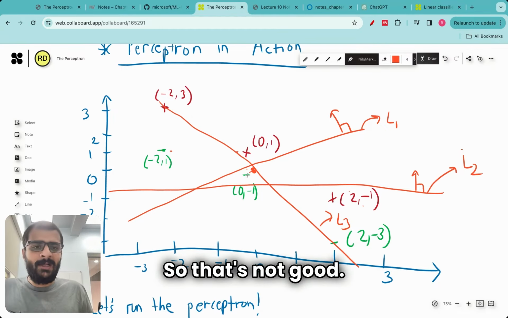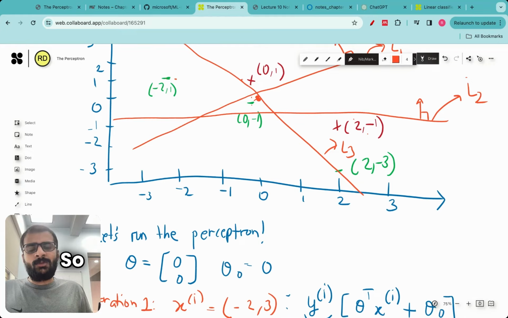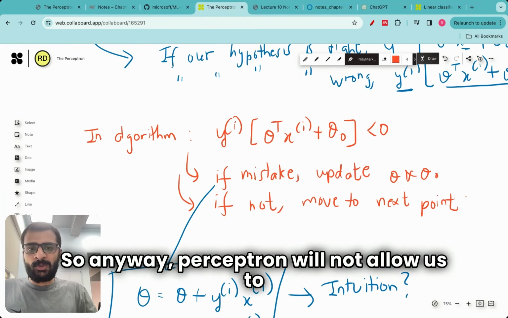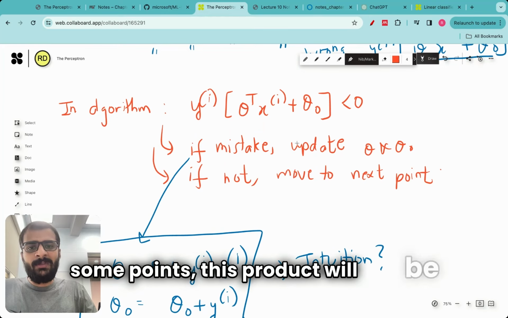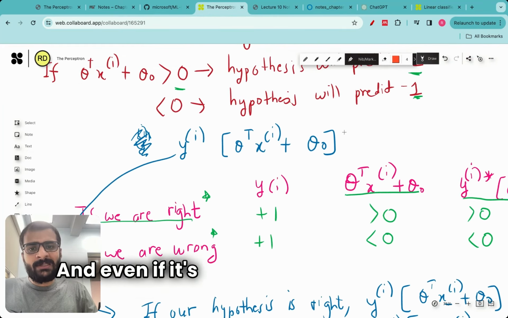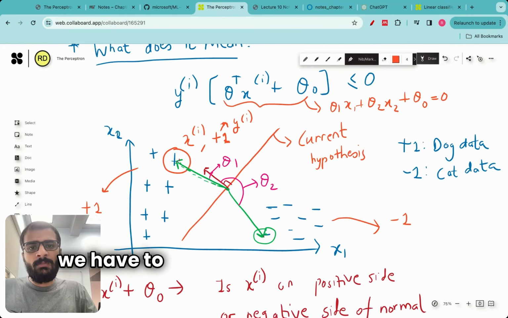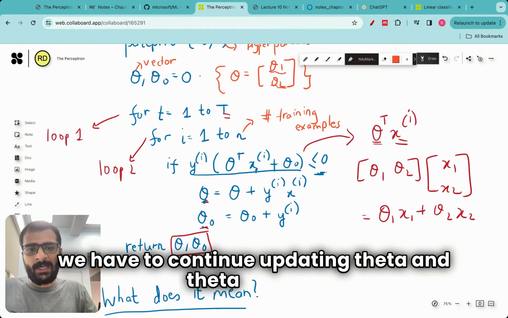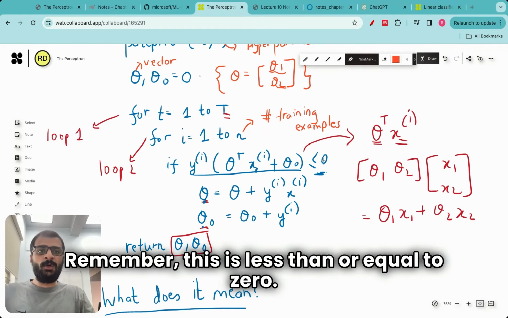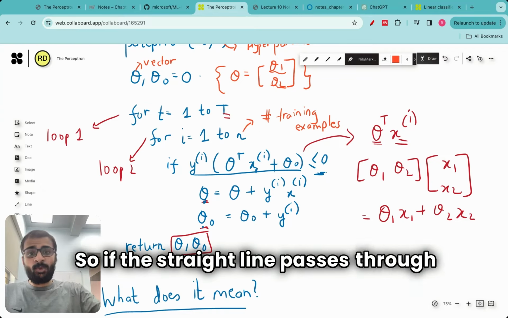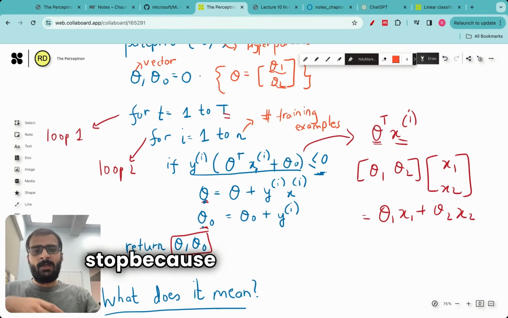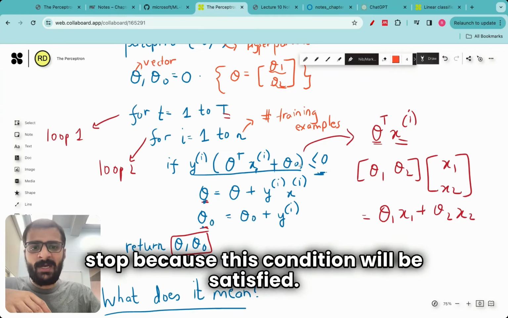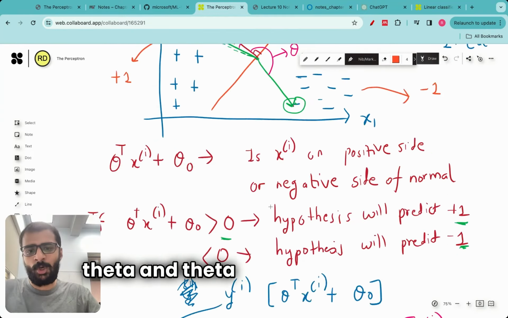So that's not good. Anyway, perceptron will not allow us to stop there, because if the line passes through some points, this product will be 0. And even if it's less than or equal to 0, we have to continue updating theta and theta naught. Remember, this is less than or equal to 0. So if the straight line passes through some point, our perceptron will not allow us to stop, because this condition will be satisfied and then we'll need to update theta and theta naught once more.